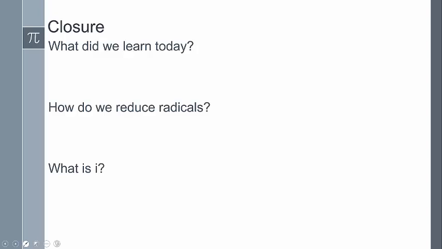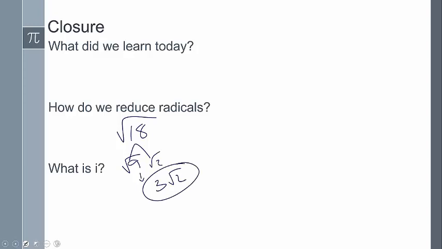So what did we learn today? We learned about complex numbers, we learned about square root of -1, and we talked about how to simplify or reduce a radical equation. And so how do we reduce a radical equation? We simplified perfect squares out of the radical. So like if I had the square root of 18, we broke that up into square root of 9 and square root of 2, so that's going to be 3 root 2. And then what is i? i is the square root of -1. It is an imaginary, non-real number.